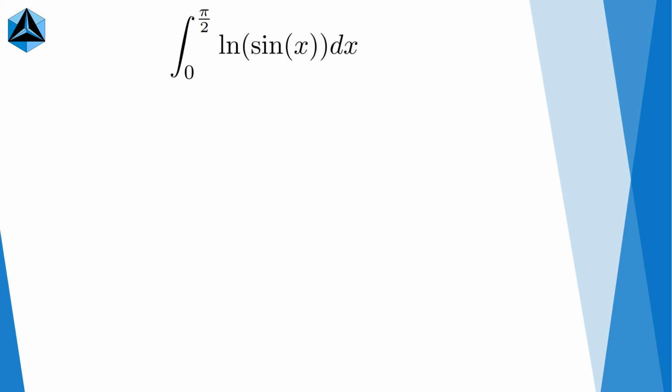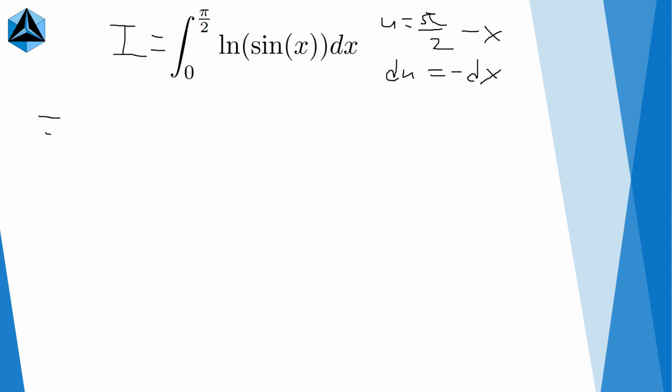This one's a slightly harder variant of the one we had before. The trick here is, the bounds are from 0 to pi over 2, and we have the natural log of sine of x dx. Similarly to what we did last time, we can let u equal pi over 2 minus x. So du is equal to negative dx. I'll spare you the details and let this equal I again.